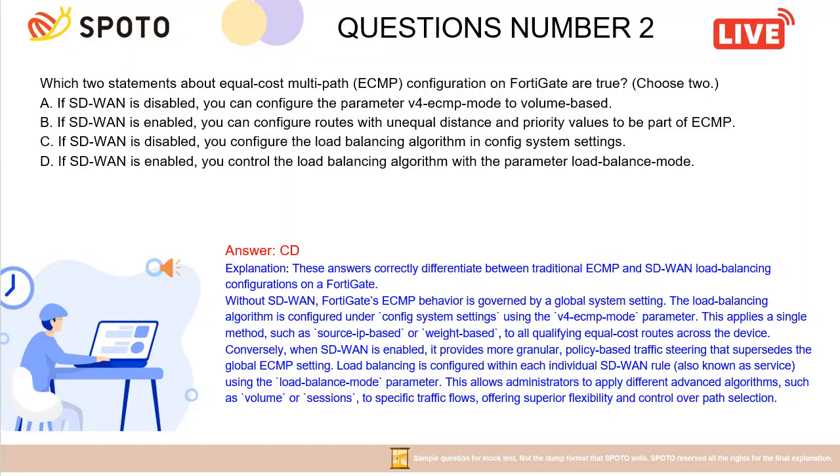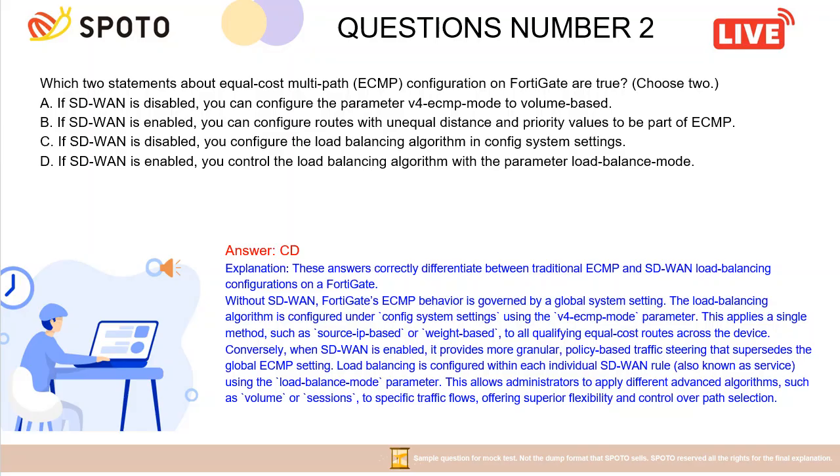Answer, C and D. These answers correctly differentiate between traditional ECMP and SD-WAN load balancing configurations on a FortiGate. Without SD-WAN, FortiGate's ECMP behavior is governed by a global system setting. The load balancing algorithm is configured under config system settings using the v4-mode parameter. This applies a single method, such as source IP-based or weight-based, to all qualifying equal cost routes across the device.